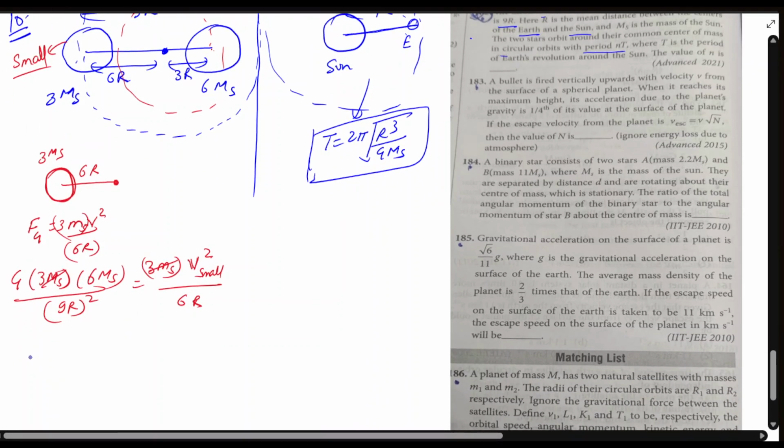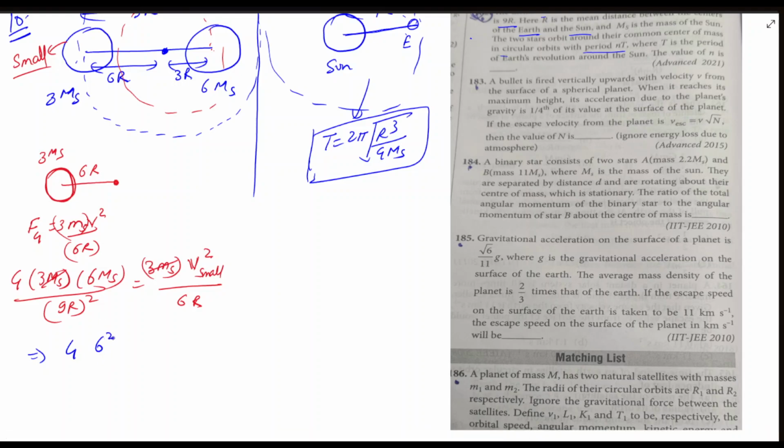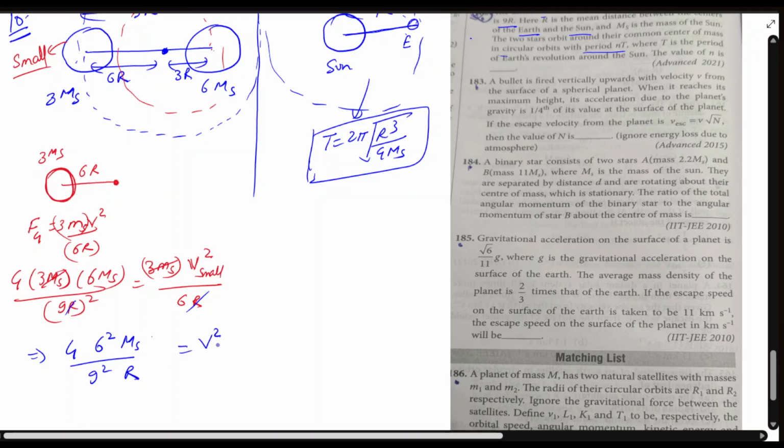So we have G(Ms) square, and one r will get cancelled, right? So we have 9 square upon r. This will be the velocity of the smaller one, and it will be the root. So let's just make it the root like this. Now we know the time period will be 2 pi r, which will be 6r upon v.